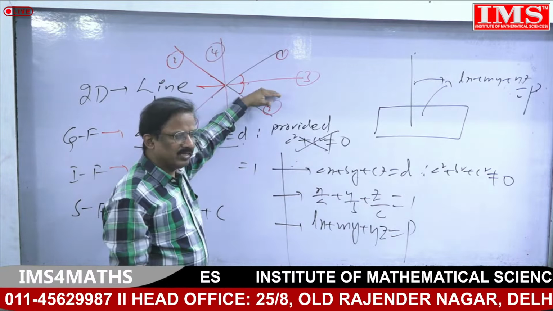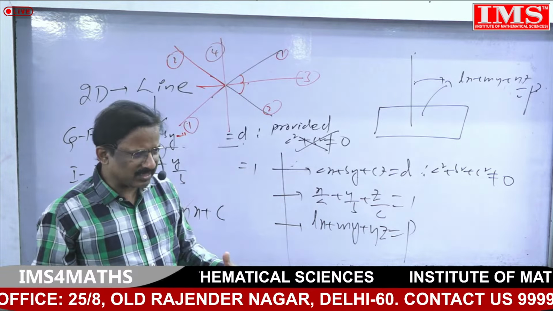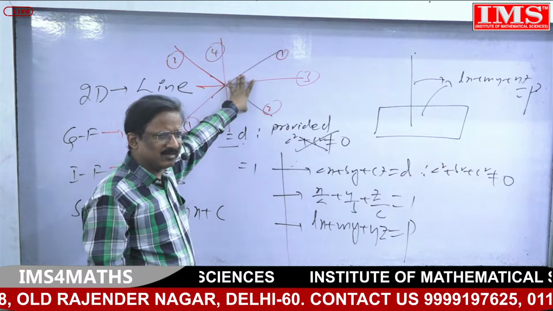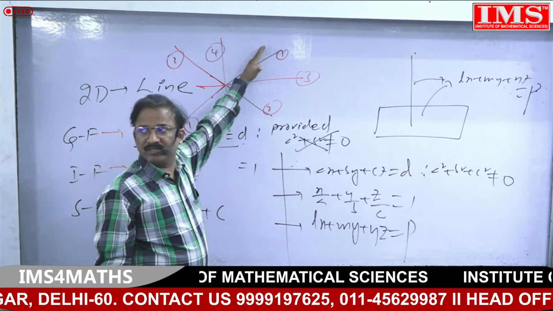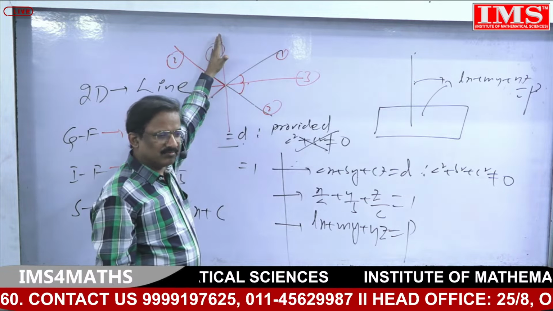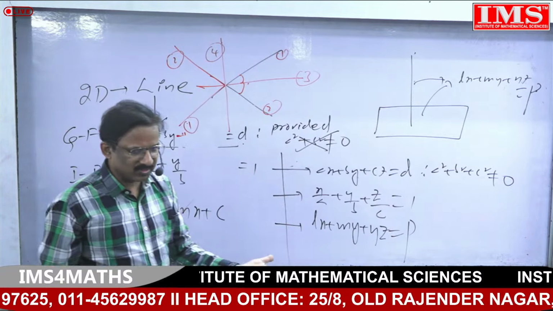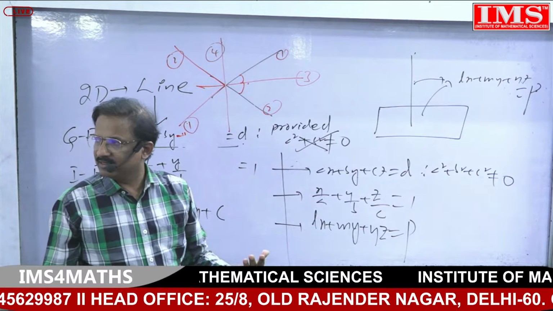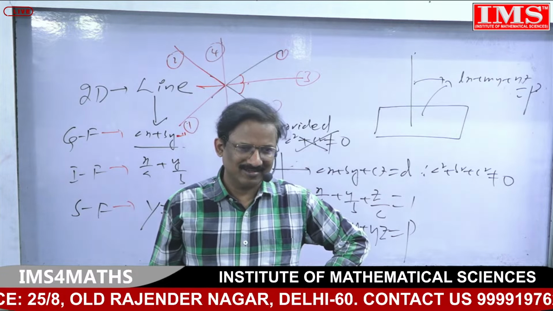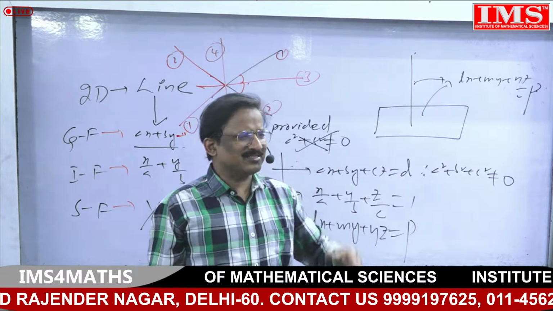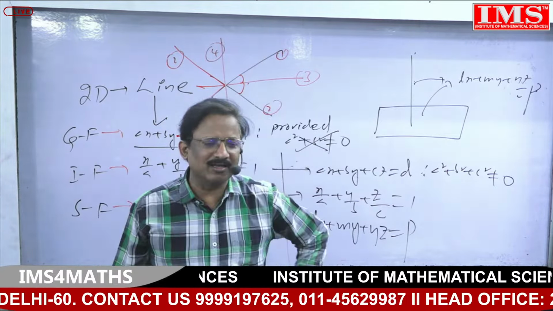If the third line makes an acute angle between the two given lines, is it less than 90 degrees or greater than 90 degrees? Less than 90 degrees. If the third line makes an acute angle between the two given lines, then the fourth line makes an obtuse angle between the two given lines. I hope you understand. So the third line and fourth line are known as angle bisector lines. But the same extension of the angle bisector lines between two given lines is the angle bisector planes.